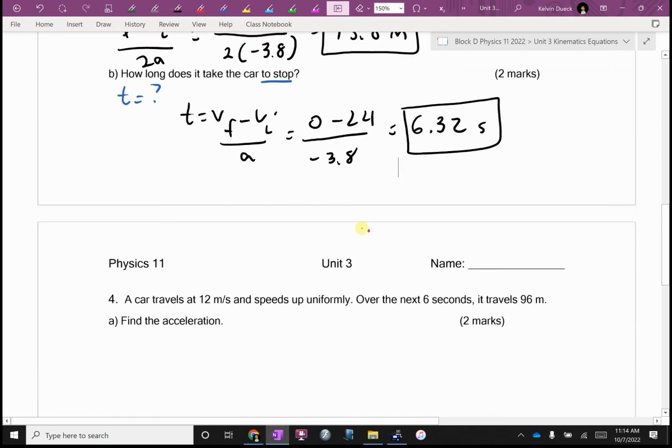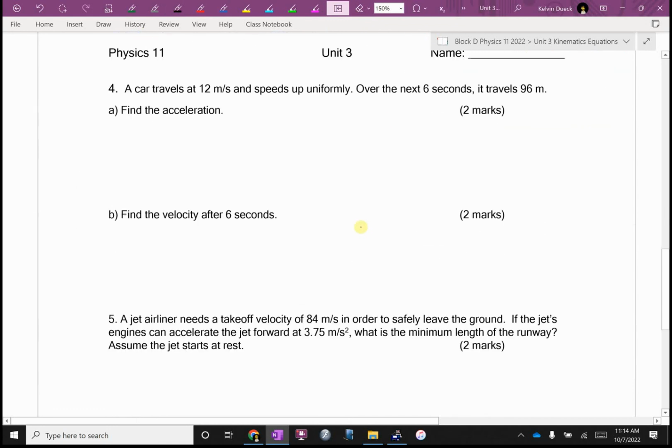Turn the page. Okay. Tyler, what's A want me to find? Yeah. And it looks like VI is 12, T is 6, D is 96. Tyler, this is actually the same question as number 1, except VI isn't 0.